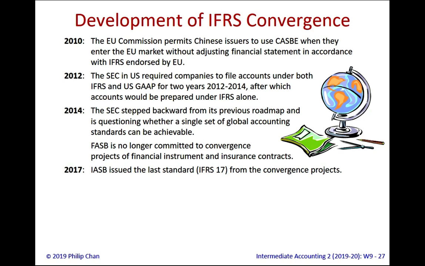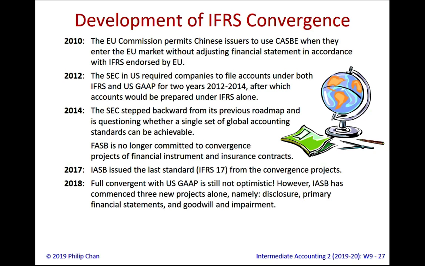They developed the last standard so far from the convergence project, IFRS 17. IFRS 17 is insurance contracts. And in 2018, full convergence with US GAAP is still not optimistic. However, IASB has commenced 3 new projects alone, namely disclosure, primary financial statements, and goodwill and impairment. So we would expect that in the future, those areas may be changed, okay? And that means we may have either new standards or revisions of old standards.